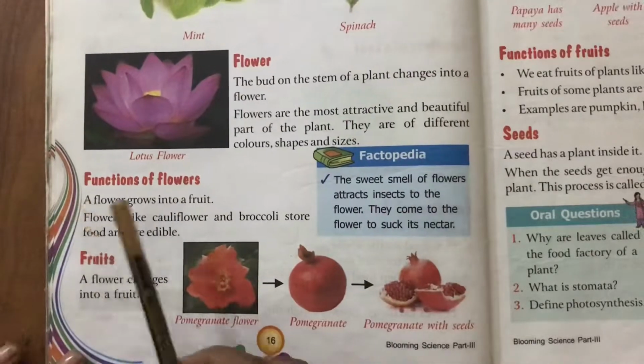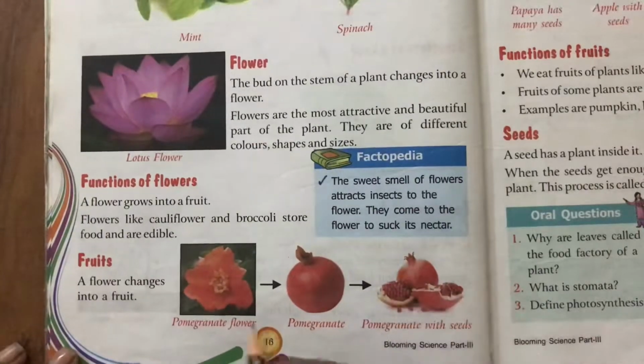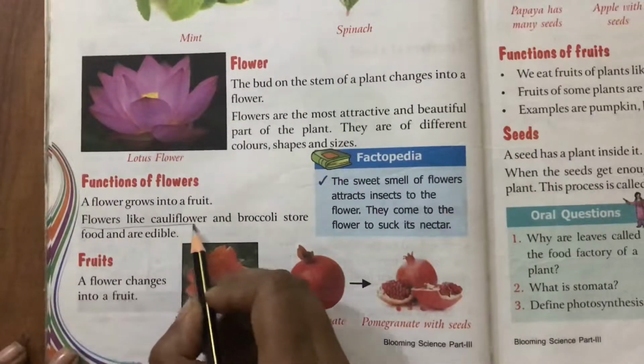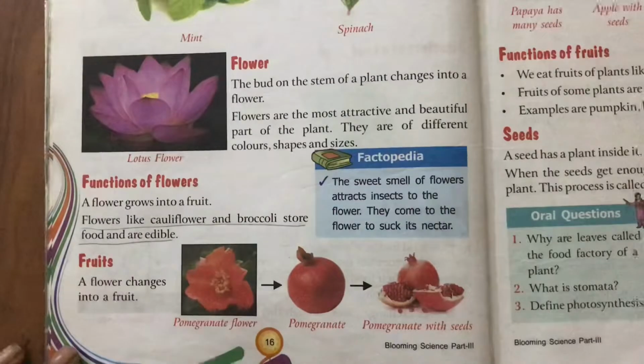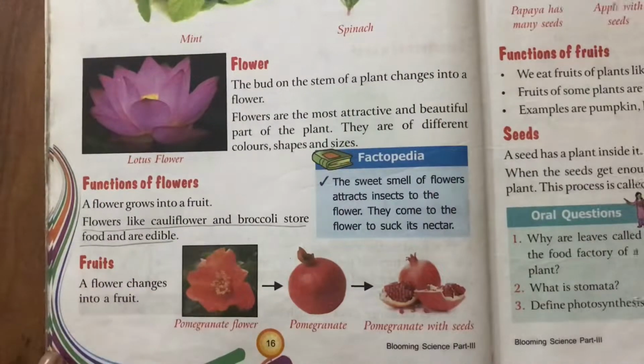Later on a flower grows into a fruit, and the flowers that we eat, cauliflower and broccoli, store food in them, so we eat cauliflower and broccoli.